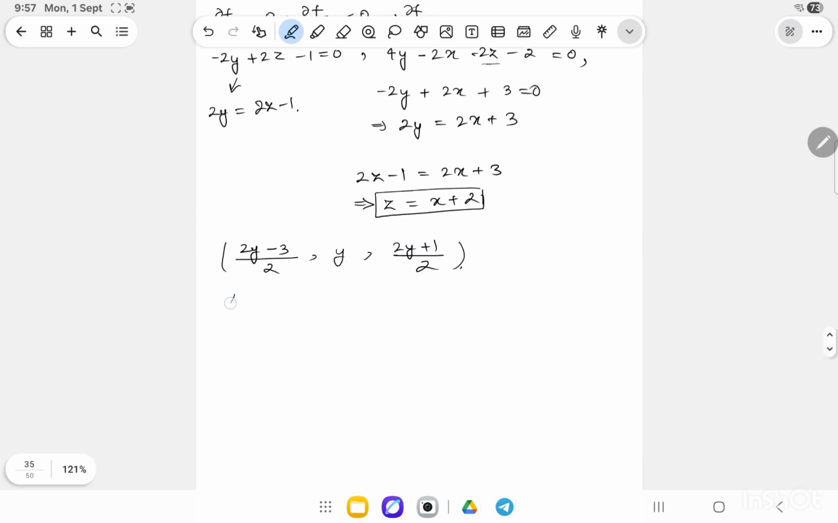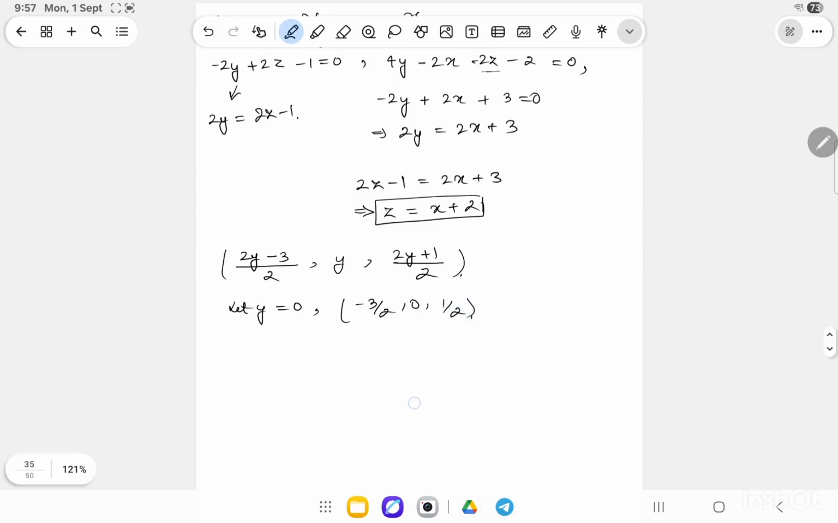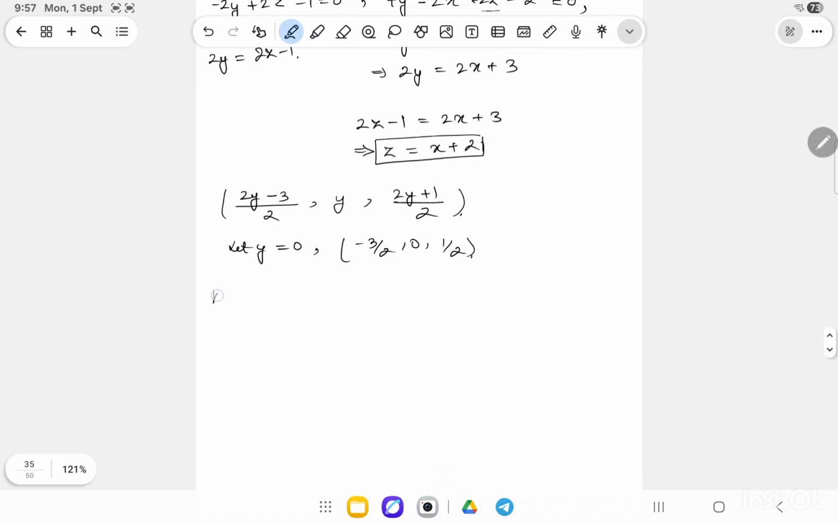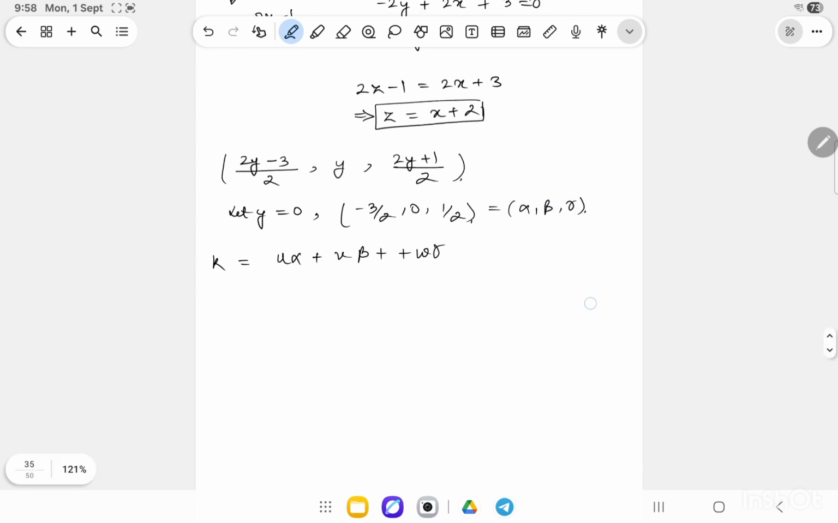So if I choose, let's say, y equals to 0, I'll be getting the center as minus 3 by 2 comma 0 comma 1 by 2, and it is one of the centers. So let's just find out k. That will be basically u alpha plus v beta plus w gamma, if I name it as alpha comma beta comma gamma, and u is minus 1 by 2, alpha is minus 3 by 2, v is minus 1, beta is 0, and w is 3 by 2 and gamma is 1 by 2.